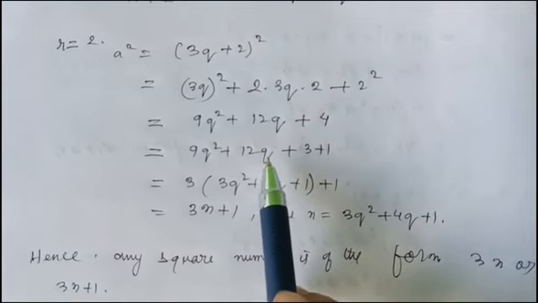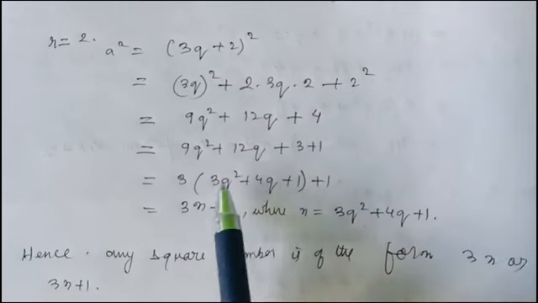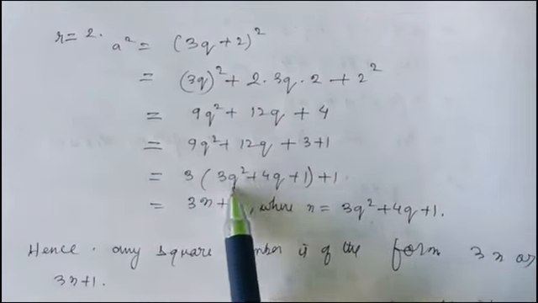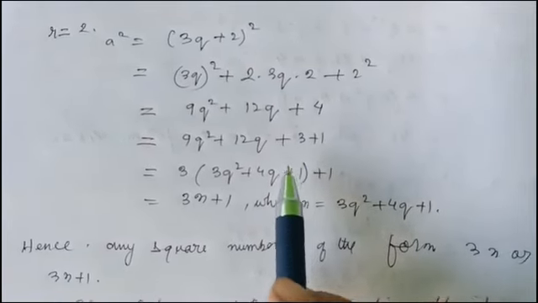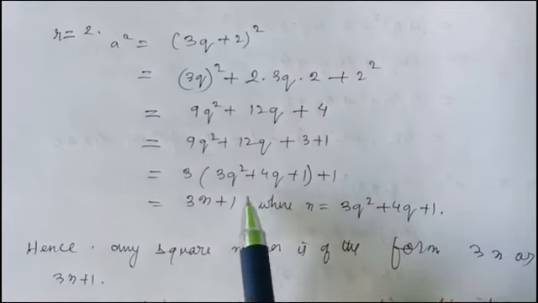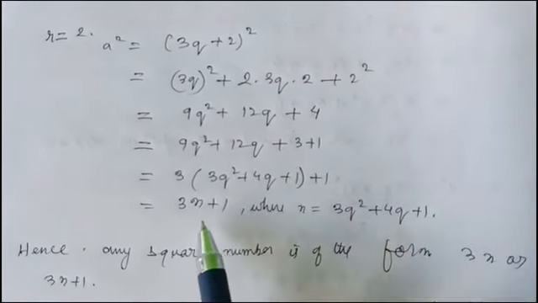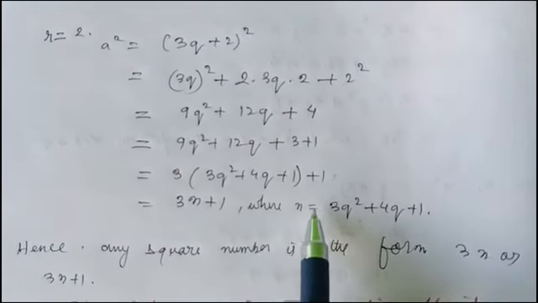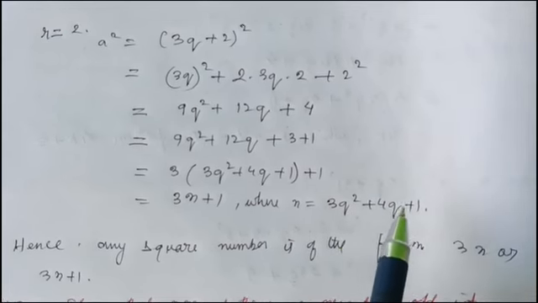Now, since the question said our b value is 3, let us divide by 3. 3 threes are 9, right? 3 fours are 12. Then 3 ones is 3. Then the 1 we do not touch. So all the numbers inside the bracket, we replace with n. So you can mention here where n equals 3q squared plus 4q plus 1.